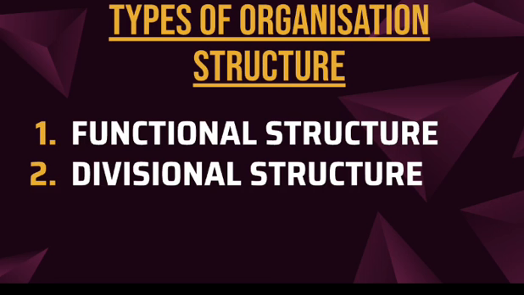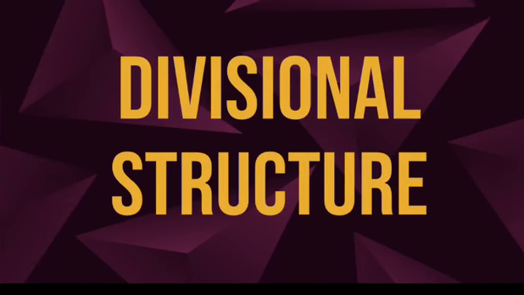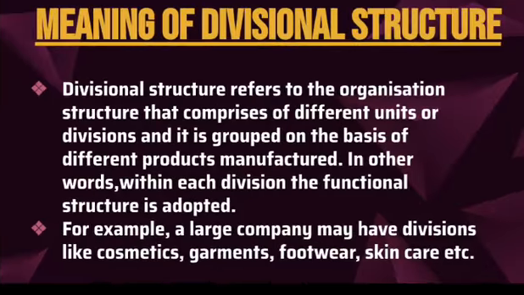And in today's class, we're going to study the divisional structure. So divisional structure, the meaning here: divisional structure refers to the organization structure that comprises different units or divisions, and it is grouped on the basis of different products manufactured. In other words, within each division, the functional structure is also adopted. For example, a large company may have divisions like cosmetics, garments, footwear, skincare, etc.